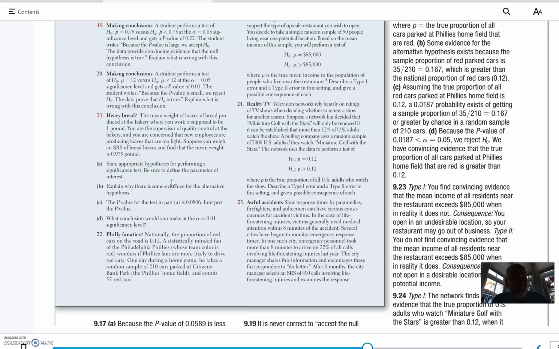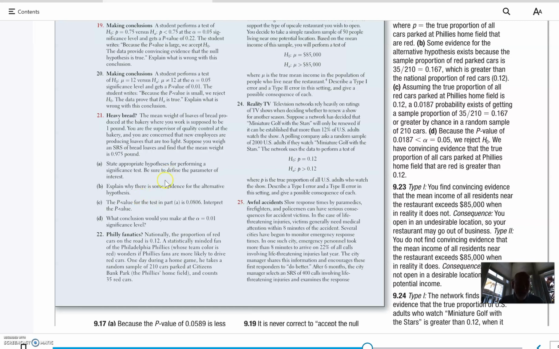So we're going to be doing it for the mean, and the null hypothesis is that the mean is 1 pound, and the alternative hypothesis is that the mean is less than 1 pound. Because you notice it says you are concerned that new employees are producing loaves that are too light. So you think the real average is smaller than 1 pound. And so you're going to get a sample and see if it's strong enough evidence to conclude that. The parameter would be the mu, the mean, which is the true weight of loaves that we are producing at this time.